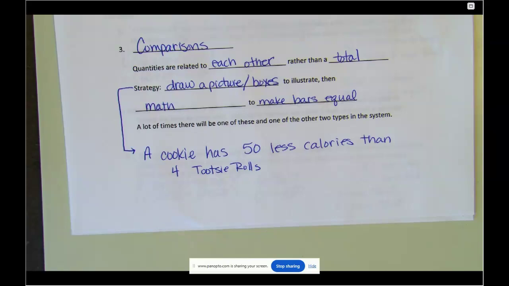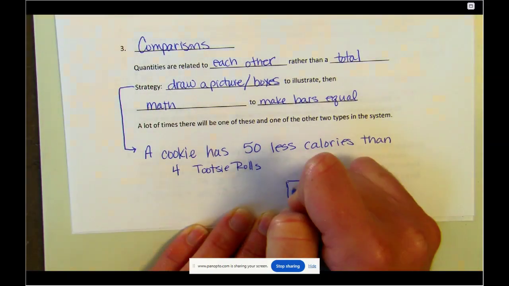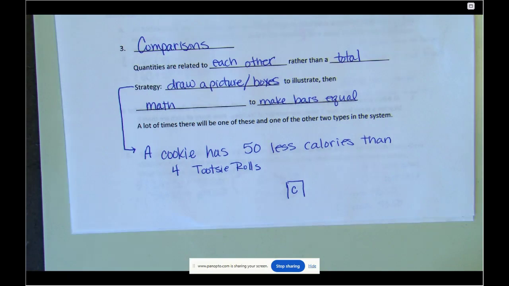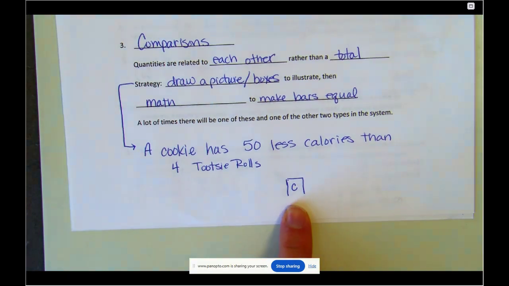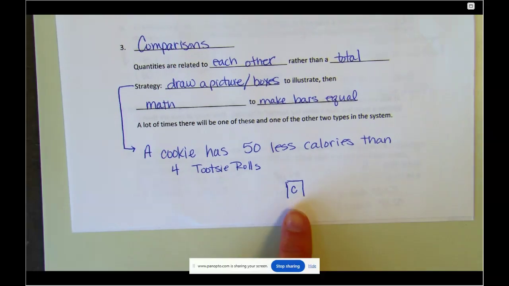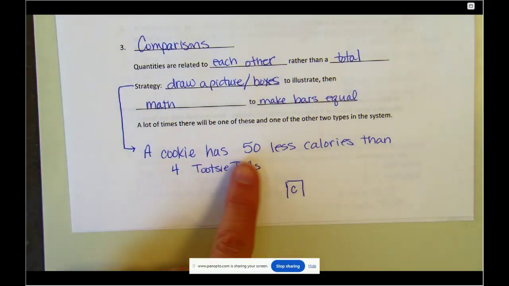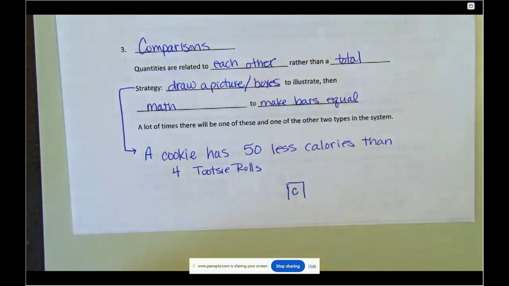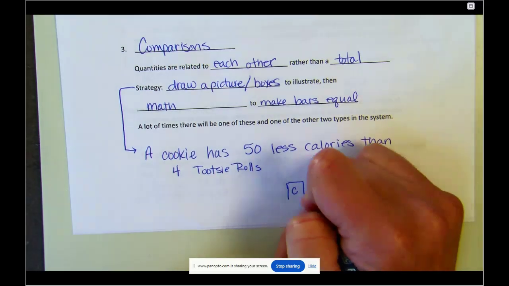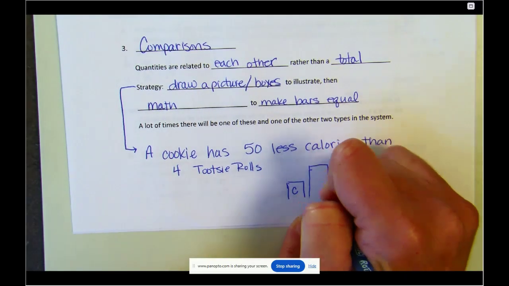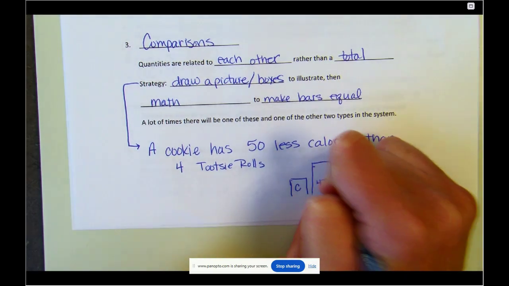The 50 is not the total. That's what I want you to see. We're used to, for most equations we write, being like, oh, that's the equals. It doesn't necessarily mean that that's the equals. If I was going to draw a picture, I'd label this cookies. That's what I mean by draw some bars or some boxes. So there's my cookies. It just represents cookies. But my cookies has 50 less calories than 4 Tootsie Rolls. So I'm going to draw this box, and it has less calories than 4 Tootsie Rolls.